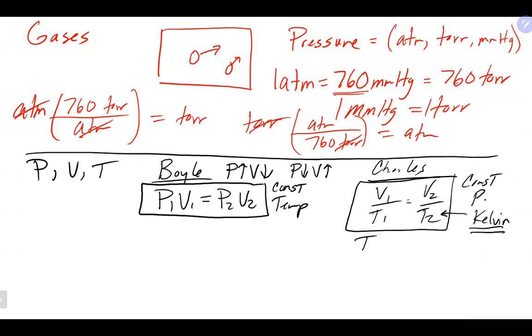So our temperature in Kelvin, once again, is the temperature in Celsius plus 273, is how we do that conversion. In terms of the relationship that we see for Charles' law, we see that as the volume goes up, so does the temperature. And as the volume goes down, so does the temperature.